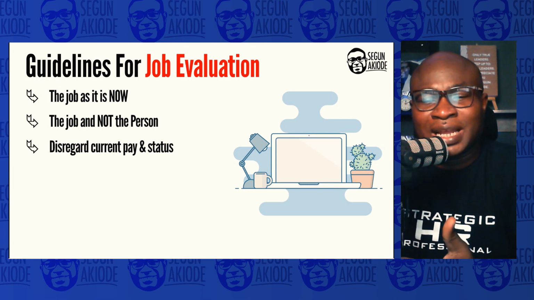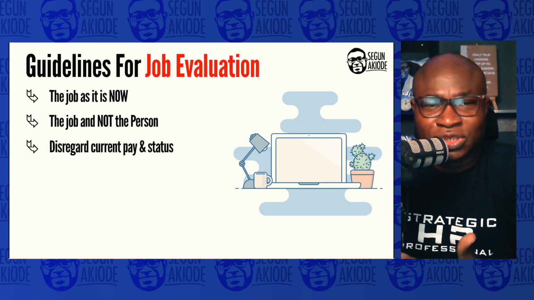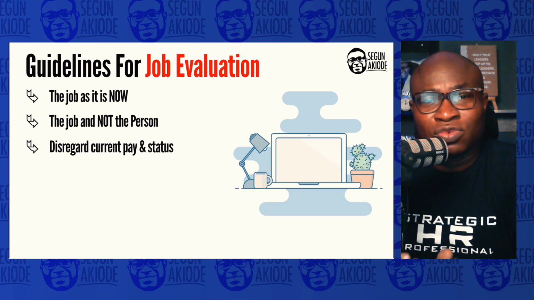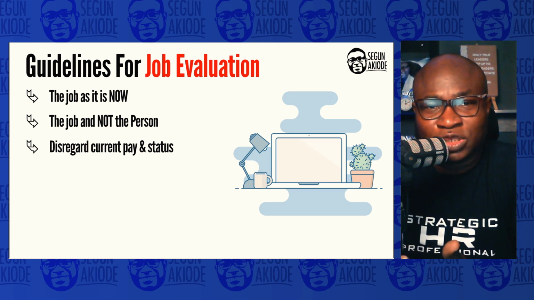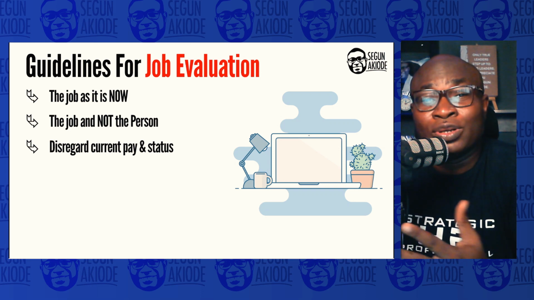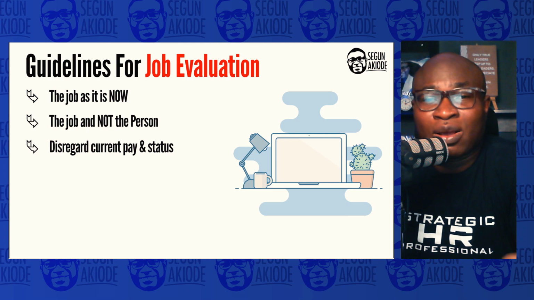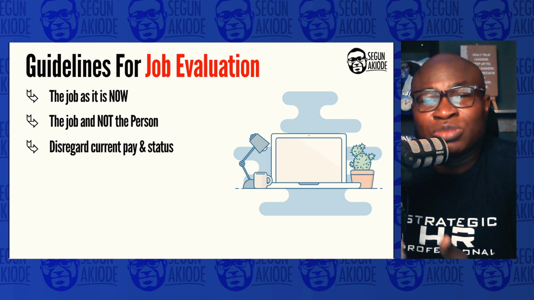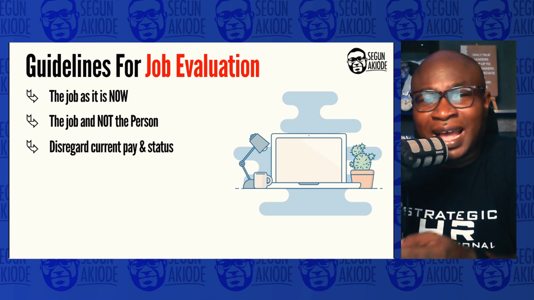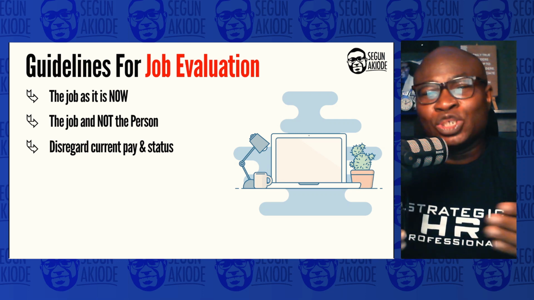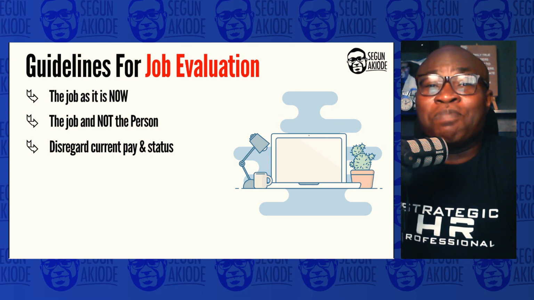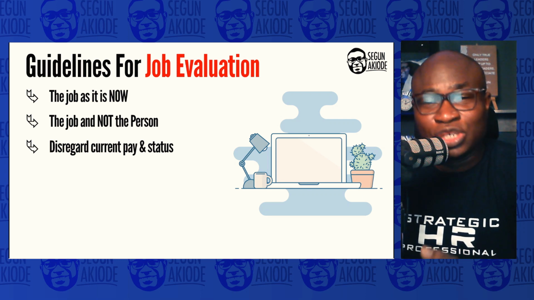Then you need to disregard the current pay and status of the role. If you look at the current pay and status of the role, there is no way you will not be biased in your evaluation process. That's why most of the time the evaluation process is usually anchored by an independent consultant, because we need to be sure of objectivity. So you need to disregard the current pay and the status, because you are looking at the job, not the person, because of the possibility of the person making the job bigger than it is. So you need to disregard.